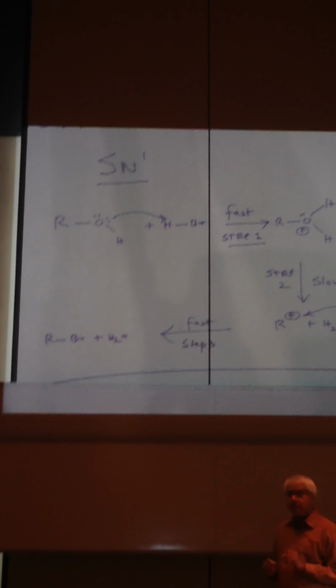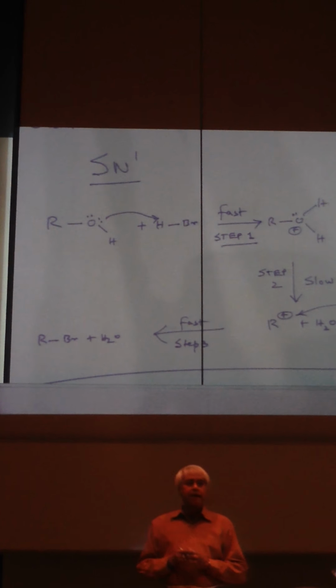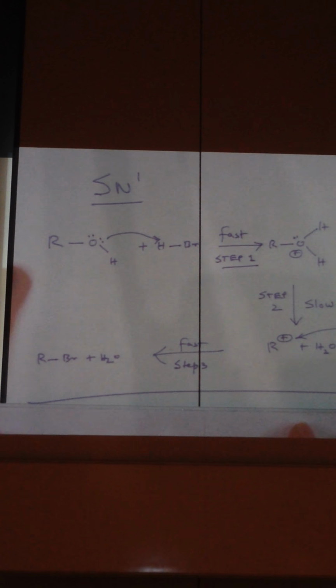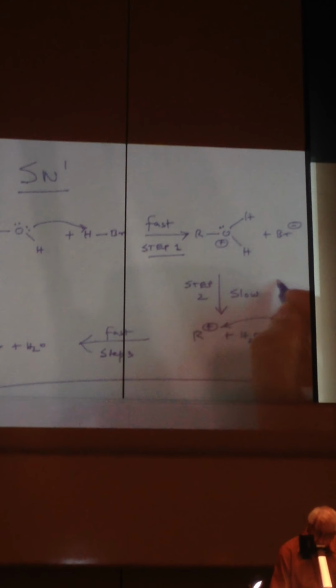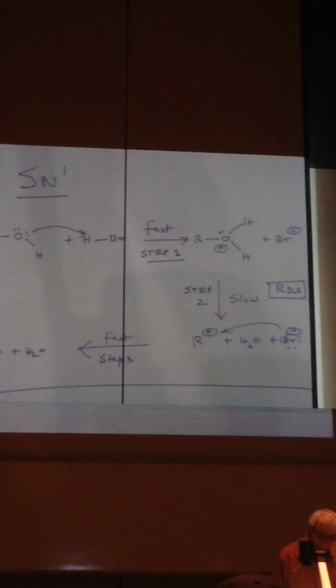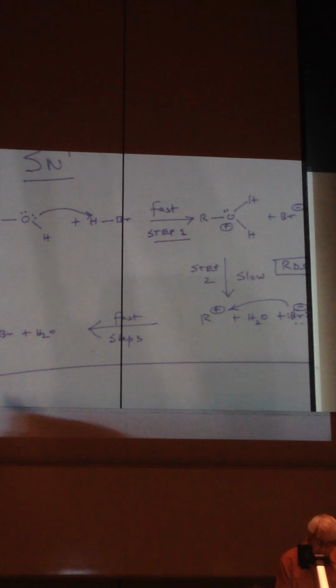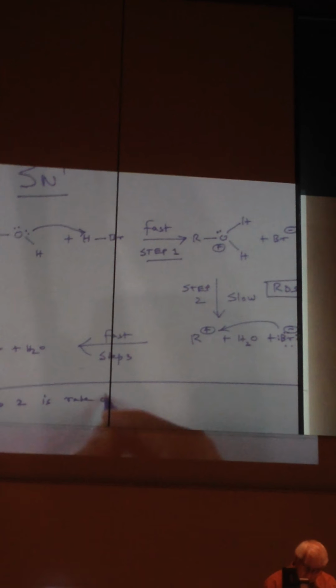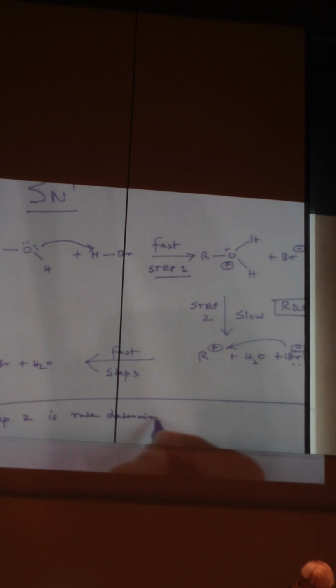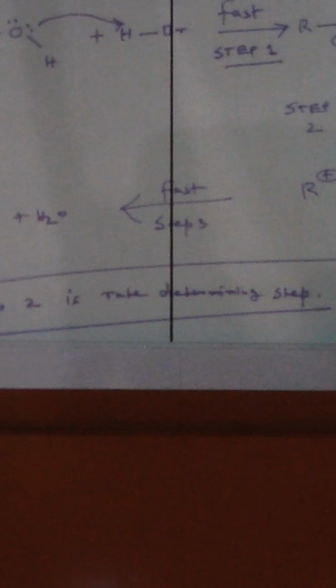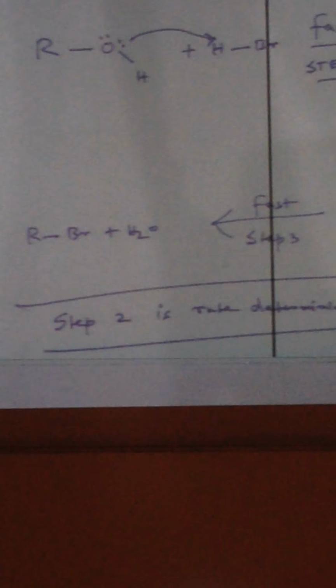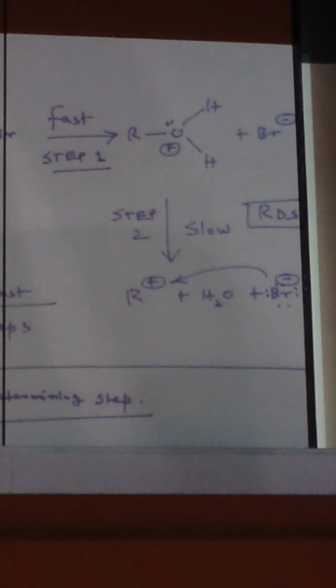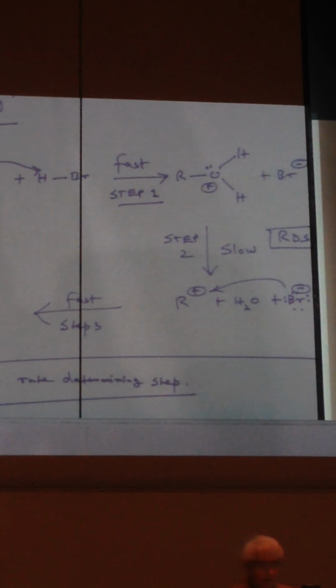Now the rate of a reaction is always determined by the slowest step. So the rate actually depends on the second step. Step 2 is the rate determining step. We often call it RDS, a rate determining step. And that's actually a unimolecular step. Only one molecule is involved in the process of creating that bond.